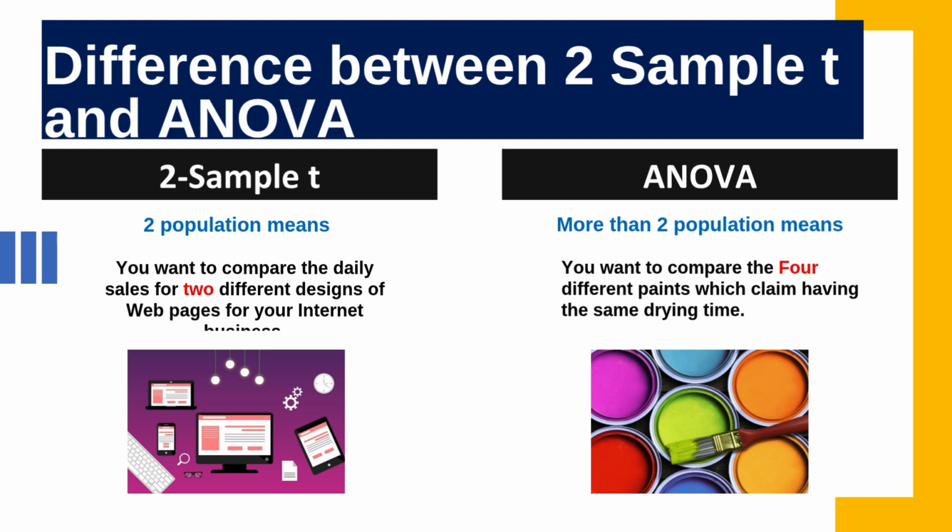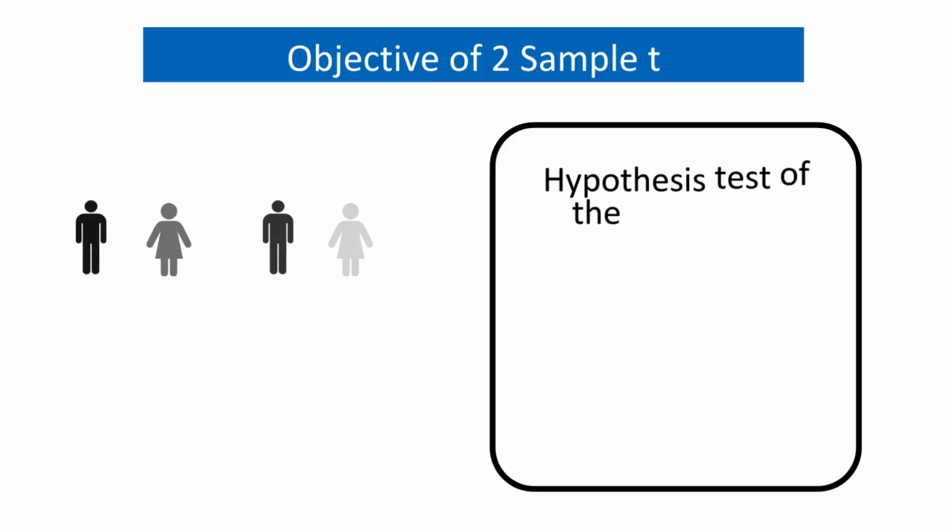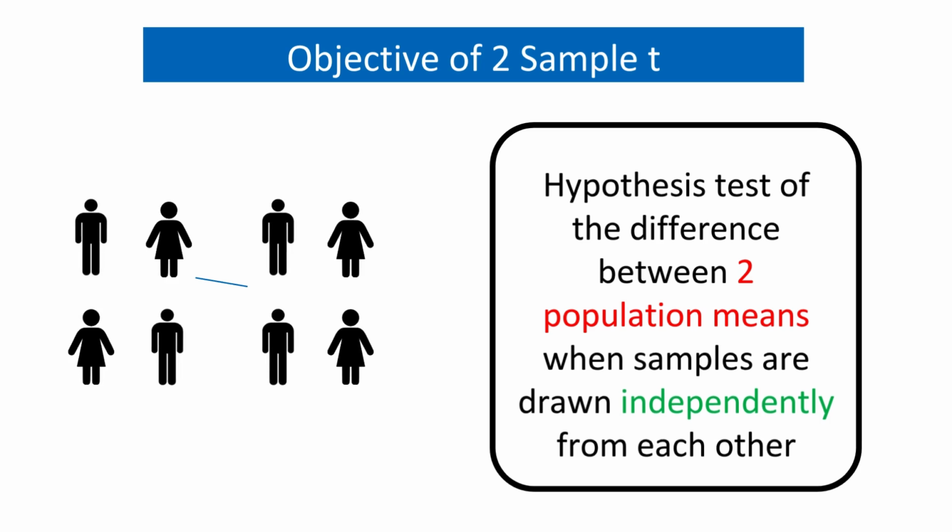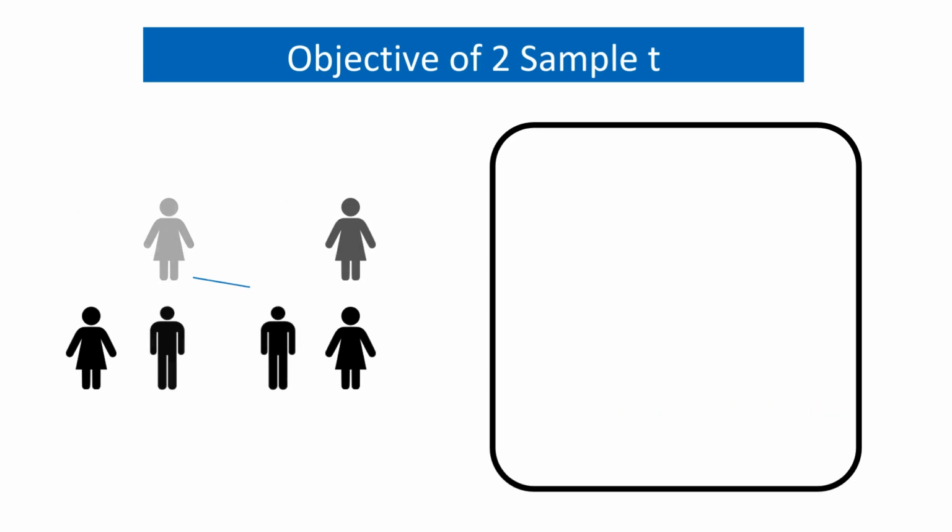I am honored to have the opportunity to speak to you today about the topic of the difference between two-sample t-test and ANOVA. This is a subject that holds great importance in the field of statistics. The objective of the two-sample t-test is to conduct a hypothesis test of the difference between two population means when the samples are drawn independently from each other.